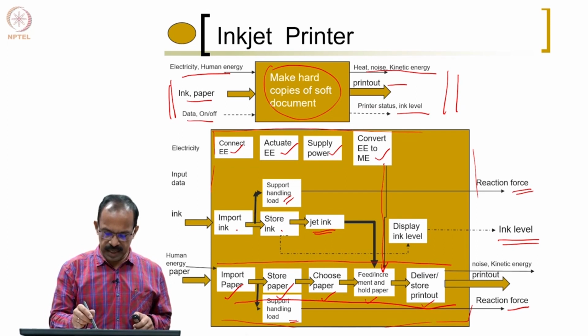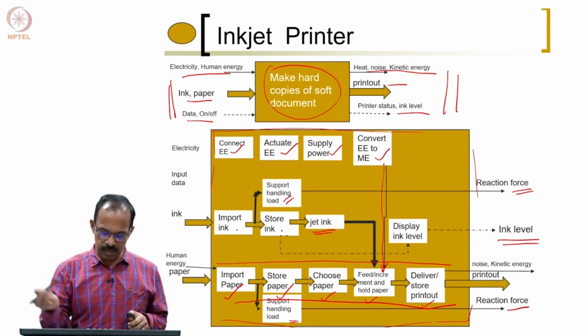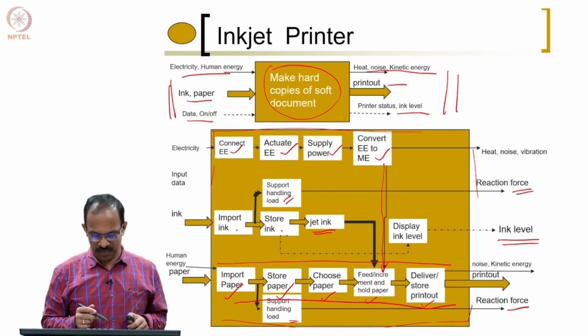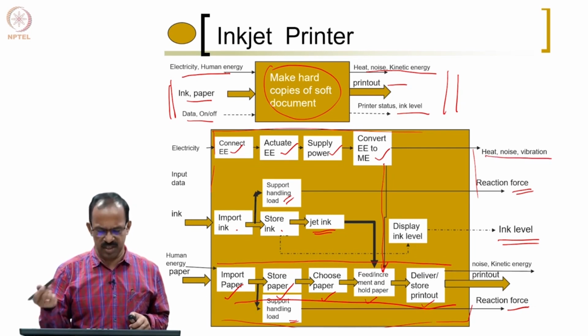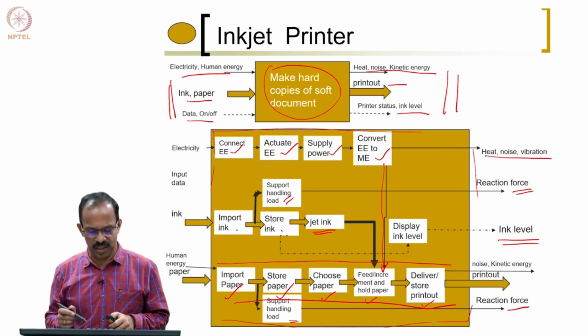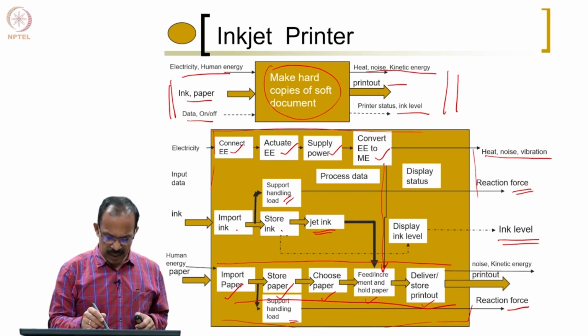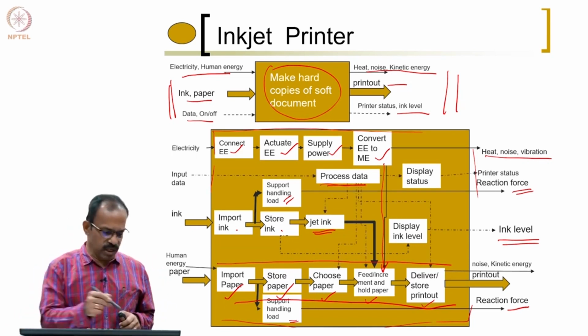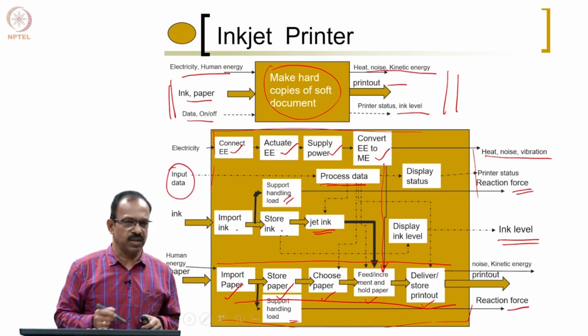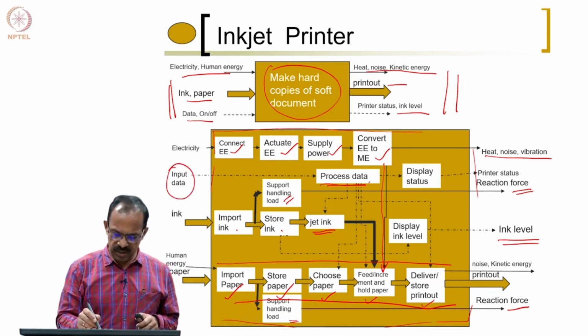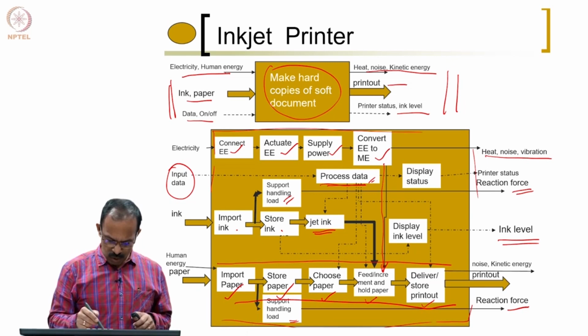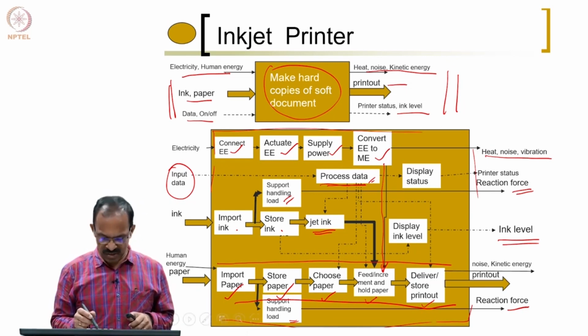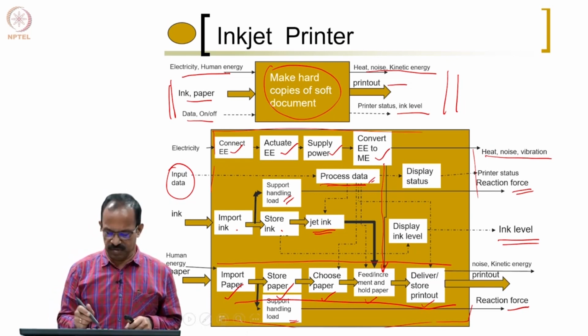When you convert the electrical energy, noise will be generated and heat will be generated also. So heat, noise and vibration may happen depending on the type of conversion. And then you have process data, that is the data that is coming as information. So you have the input data coming as information or a signal, and you have to process this information and give it to different functions in order to make that function possible.